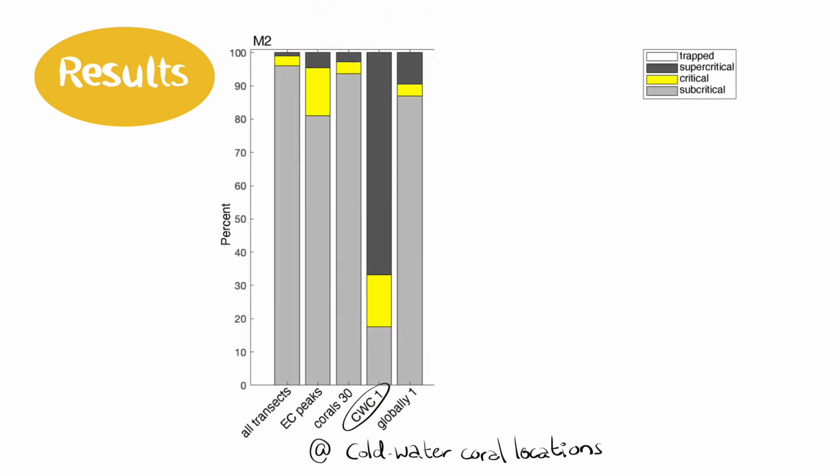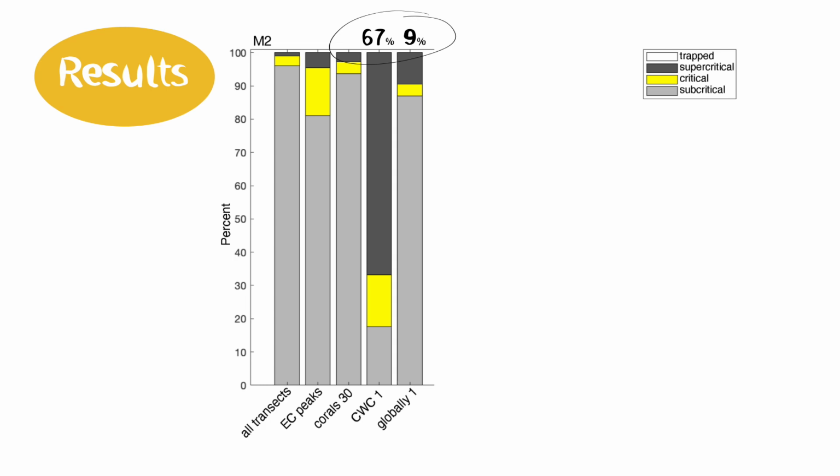We further found that cold water corals are significantly more often situated on a topography where supercritical reflection of internal tide occurs than can be expected from a random distribution.